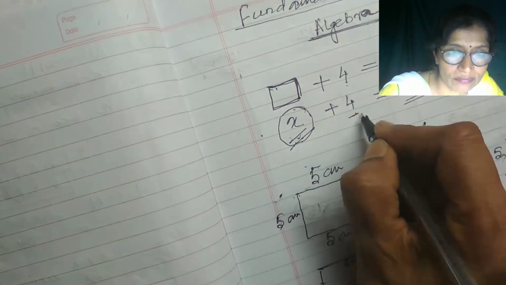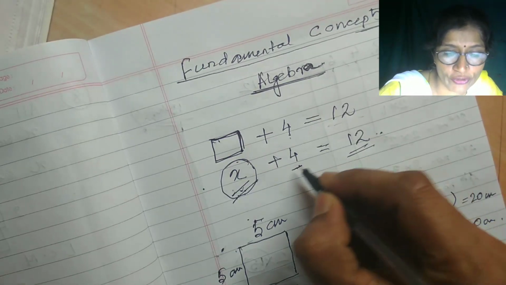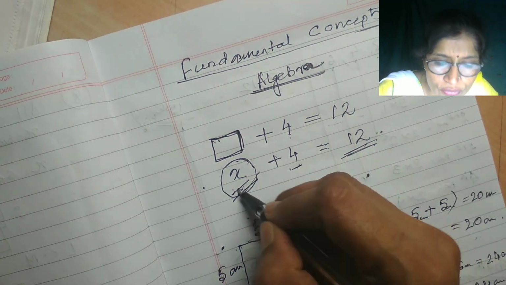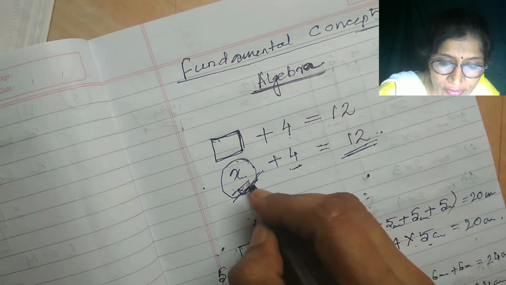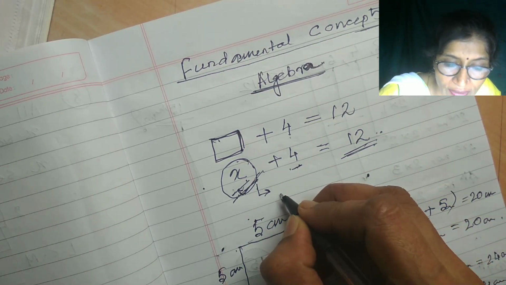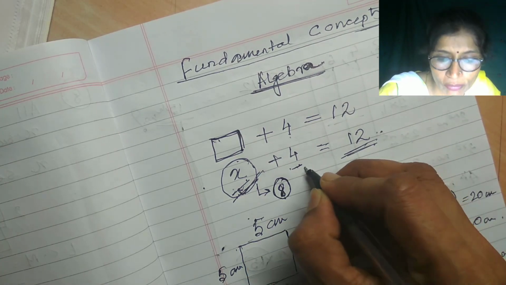Here in this first sum, I said to you that you have a few toffees and your mother has given some to you. Now you have 12 toffees. So how many toffees did you have? Easily, it means the value of x is what? The value of x is 8. It means you had 8 toffees and your mother has given you more.